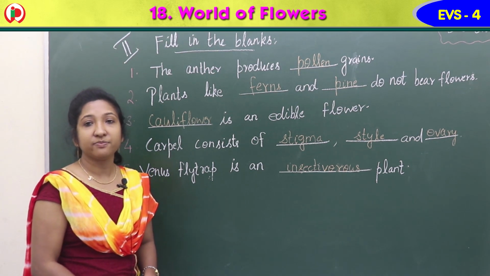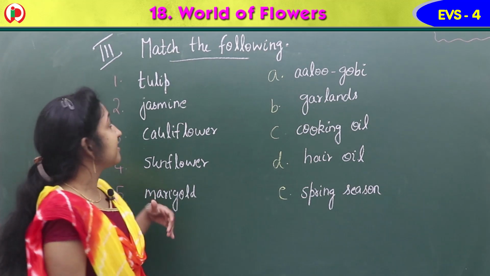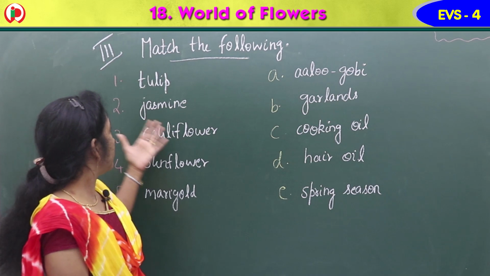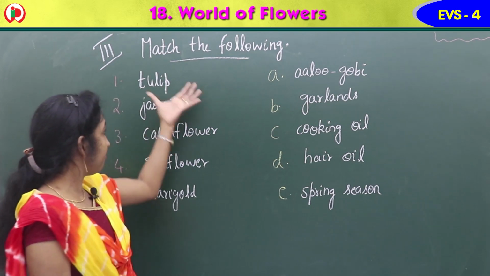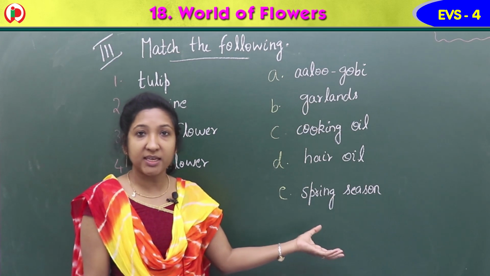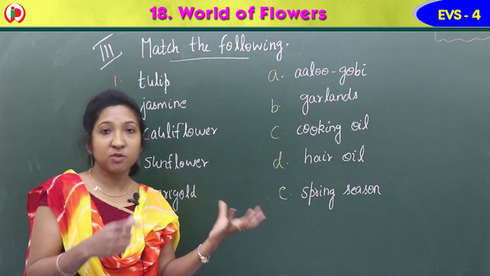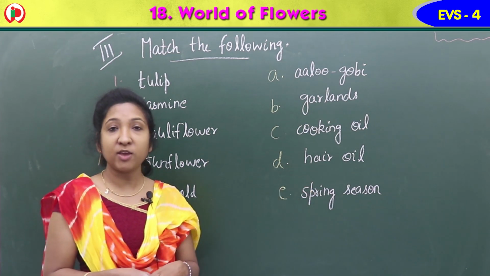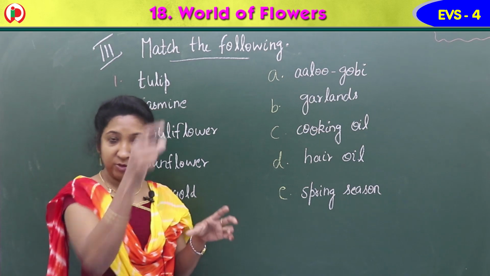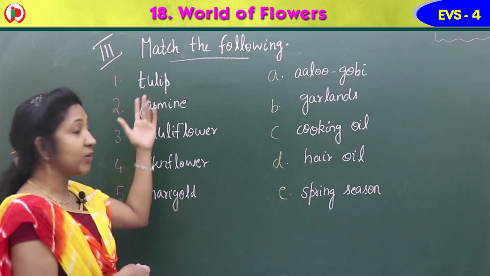Okay, children? Children, our next exercise in the workbook, exercise 3, match the following. Okay, so here 1, 2, 3, 4, 5 words are given. A, B, C, D, another five words are given here. You have to match these two things, isn't it? Which word matches the other one? You have to find the correct match and join it by drawing a line. Now, tulip, first one, tulip.